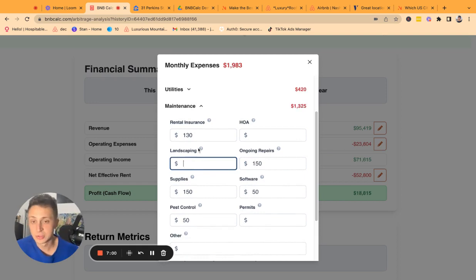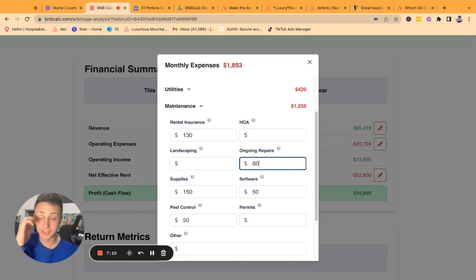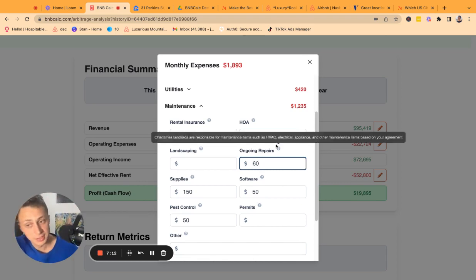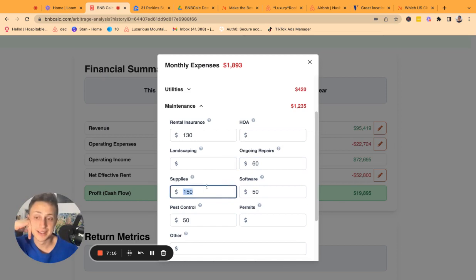Landscaping, let's say the landlord covers it. Ongoing repairs, the landlord covers repairs. So this can be lower because we're just going to have to do furniture repairs. When you rent from a landlord, oftentimes they're going to cover a lot of different repairs. But again, your situation.